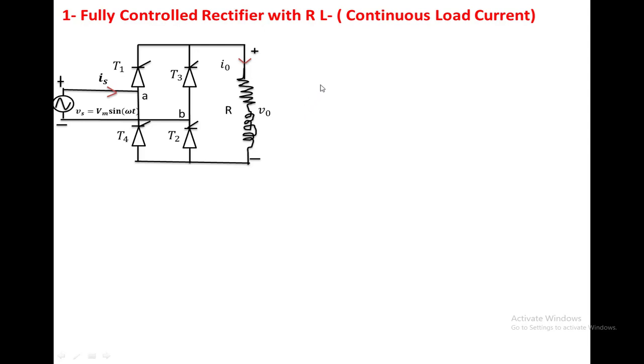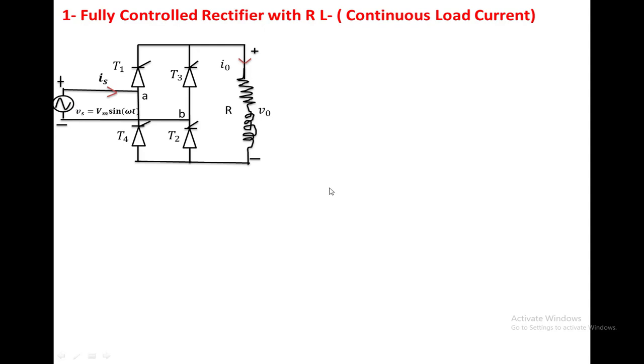In the case of discontinuous load current, the magnitude of the load current comes to 0. For continuous load current, the magnitude of the load current does not come to 0. It means the load consists of a high amount of inductance. Moreover, the load always finds a closed path to the supply.